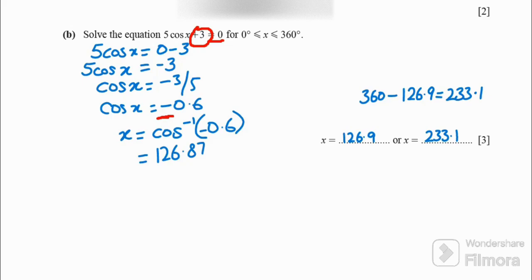And the range is from 0 degrees up to 360. So we will take 126.87, which is approximately 126.9. And for the other value of x, which is less than 360, we will subtract 126.87 from 360. So this will be 233.1. Here I have shown it already. So one will be 126.9, another will be 233.1.